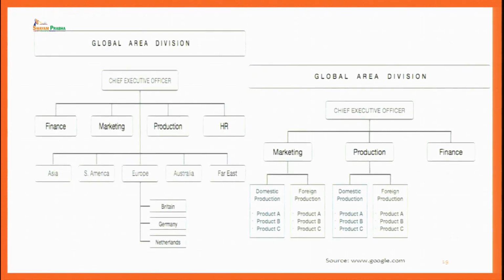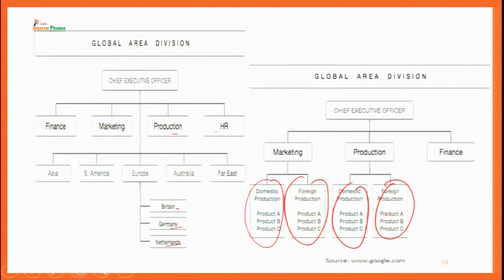There is also the area division. There may be a possibility that in Europe you want to explore only Britain, Germany and the Netherlands, and the company doesn't want to explore Luxembourg or Norway at all. So you are just focusing on particular areas, maybe because of country similarity, and under the various heads you will have a domestic production unit for the various products you are producing there.